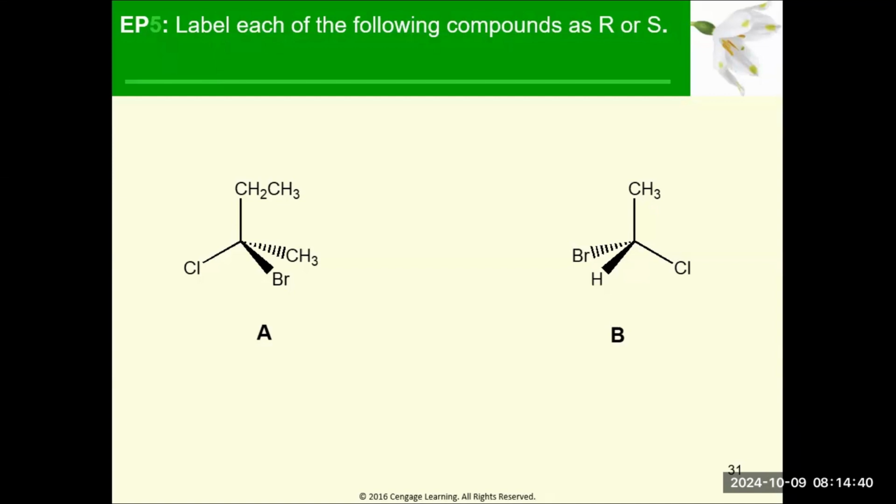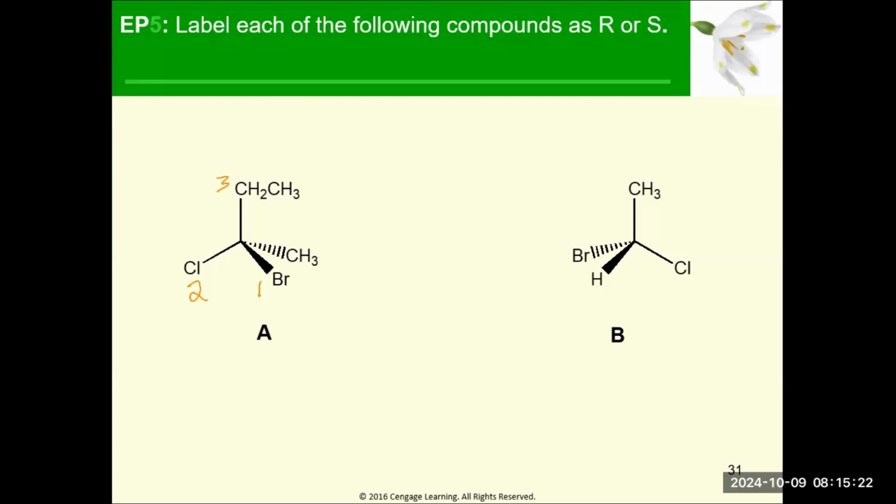So let's determine whether these would be R or S. So first, let's number them based on priority. Which one would have higher priority in A? Which one has a higher atomic number? That would be bromine. The next atom that would have the highest priority would be chlorine. Now, if you look at the next ones, they're both carbons. One's a methyl carbon and one is an ethyl carbon, because the ethyl carbon has a carbon that's attached to 2 hydrogens and a carbon. This would get priority 3 compared to a carbon that's attached to 3 hydrogens.